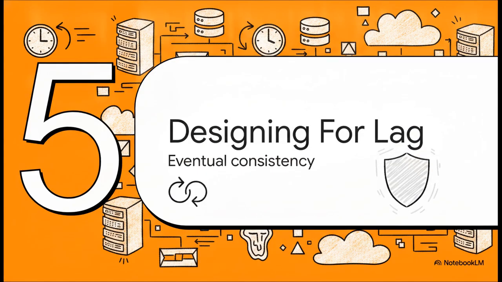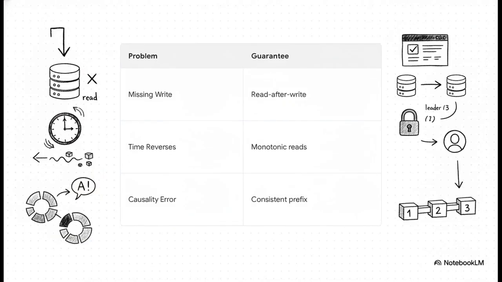Section 5. Designing for lag. So, what does this all mean for us? The absolutely crucial takeaway from all of this is that eventual consistency is not a free pass to just ignore the user experience. It requires us to intentionally engineer guarantees based on what our users are actually trying to do.